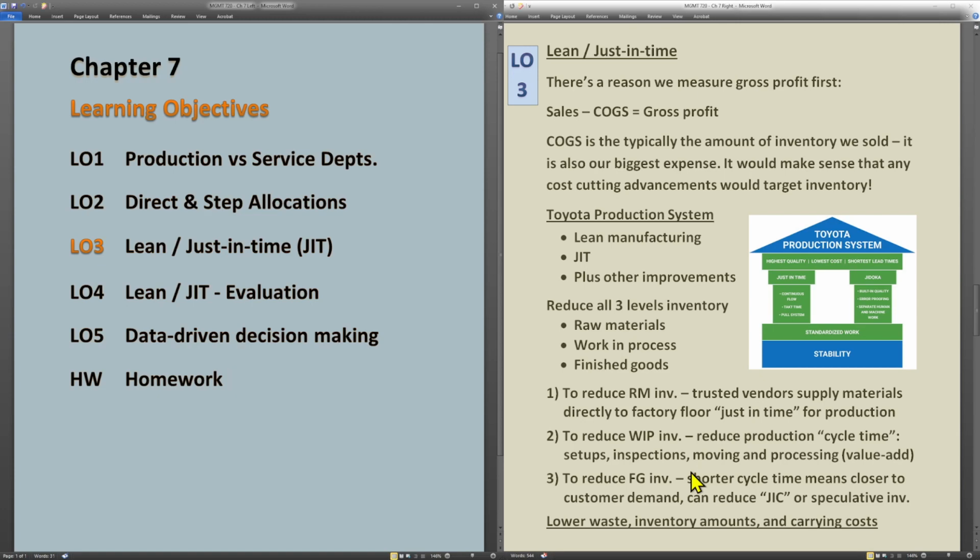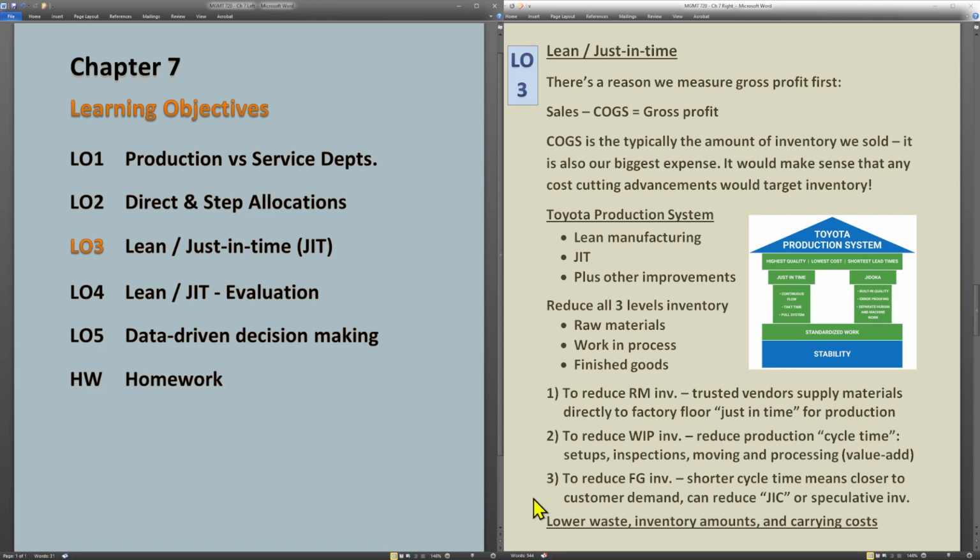And when you do that, you reduce the amount of inventory that's in work in process, because when you reduce the cycle time, inventory moves through the work in process more quickly. In other words, it goes from raw materials to finished goods much more quickly. Therefore, there's less work in process. And having less inventory tied up in production is better for you. The last one, to reduce finished goods inventory: if you succeed in having a shorter cycle time, that means you're closer to customer demand.